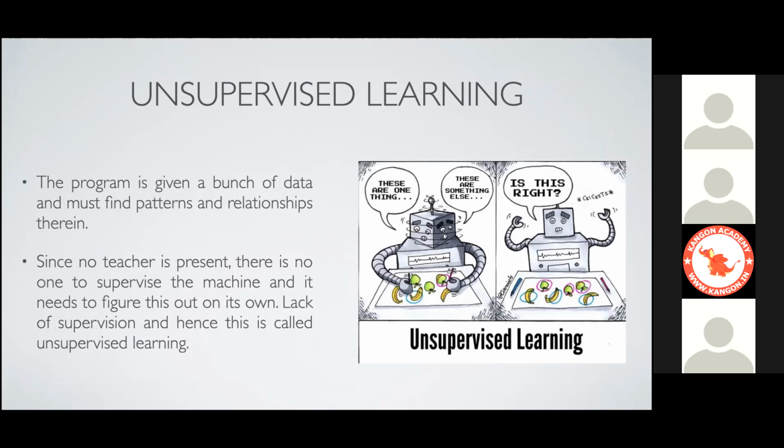And if we just give some data, some images, and we don't mention what is what, the machine will organize it and notice on its own, and classify it on its own. So that is unsupervised learning.